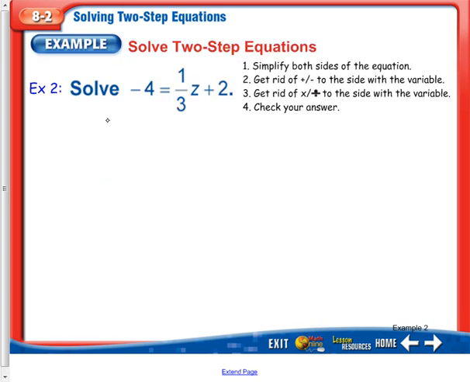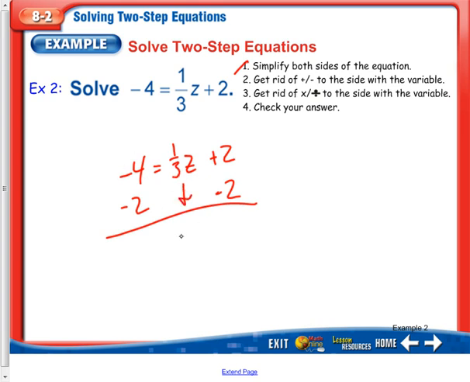For example 2, first thing, simplify both sides. There's nothing for us to do on either side, so we can skip past step 1. So I'm going to copy the problem. Negative 4 equals 1/3 z plus 2. Get rid of the addition and subtraction. Again, I'm adding 2, so let's subtract 2 on both sides. Keep in mind that this is a negative, so I'm going to bring my 1/3 z down, and I'll bring my equal sign down. And if I owe $4 and I owe $2, altogether I owe 6.